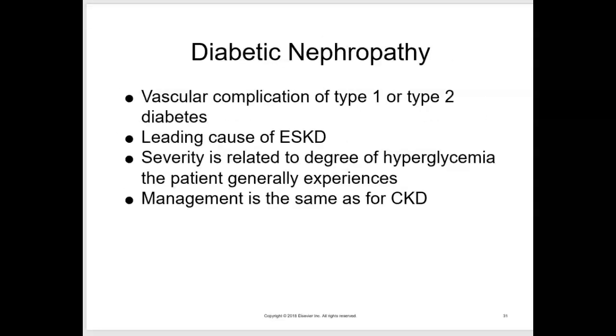Diabetic nephropathy is a vascular complication of diabetes mellitus and the leading cause of end-stage kidney disease. The severity of diabetic kidney disease is related to the degree of hyperglycemia the patient generally experiences. With poor control of hyperglycemia, the complicating problems of atherosclerosis, hypertension, and neuropathy are more severe and more likely to cause kidney damage.